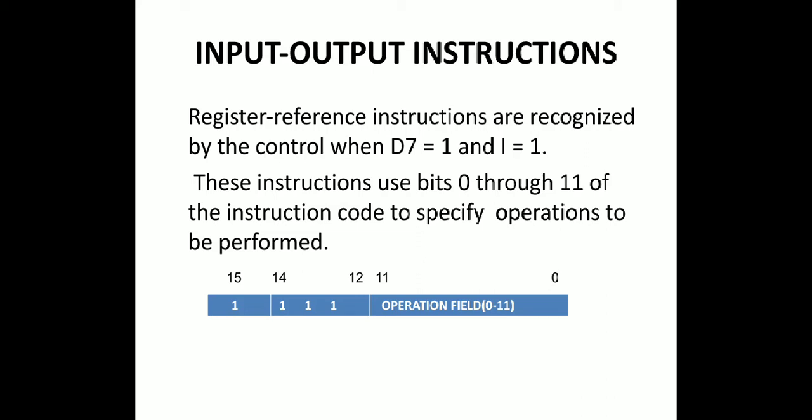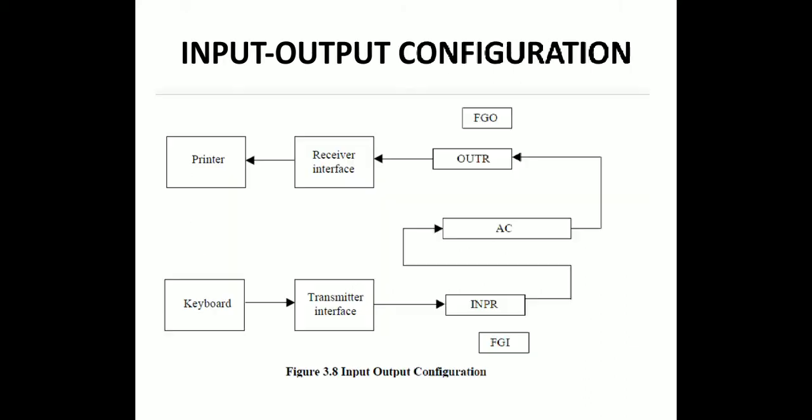Input output instruction. In case of register reference instruction, we know that D7 is 1 and I is equal to 0. But if I is 1, then the instruction is input output instruction. In case of input output instruction, 0 to 11, 12 bits are going to represent the different possible operations. Now, here we will discuss the input output configuration.